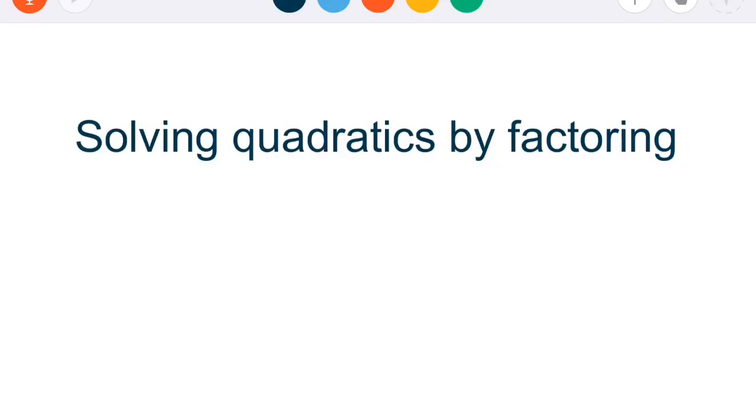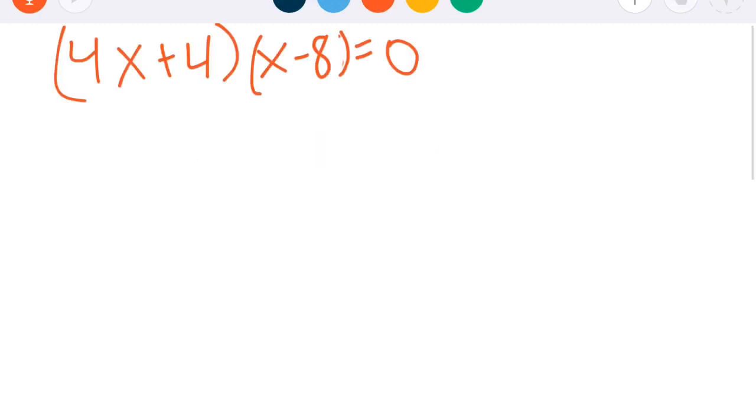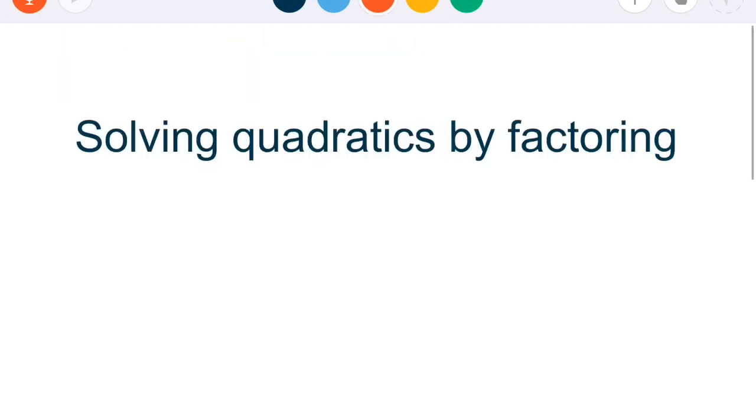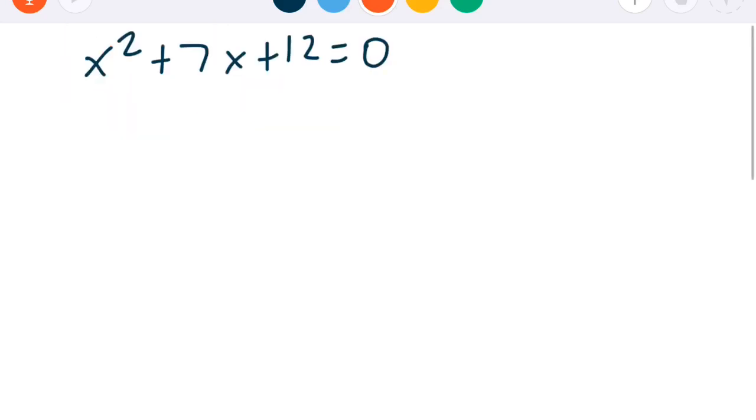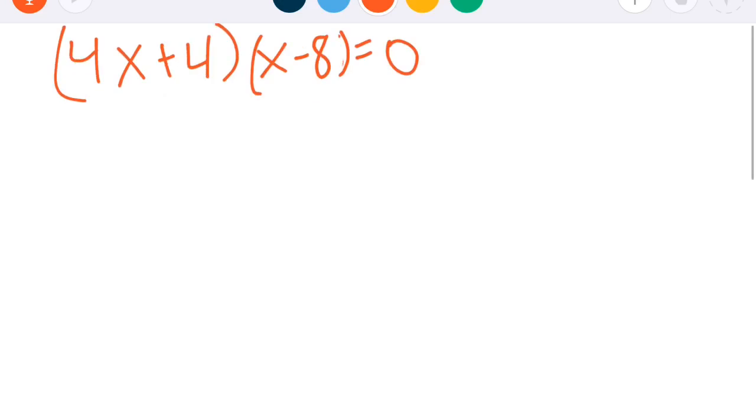This video is going to be on solving quadratics by factoring. So, the key thing here is by factoring. Okay, we got to remember how to factor in order to do this. Before we get into some problems where we actually have to factor, like something like this, we're just going to run through two problems.